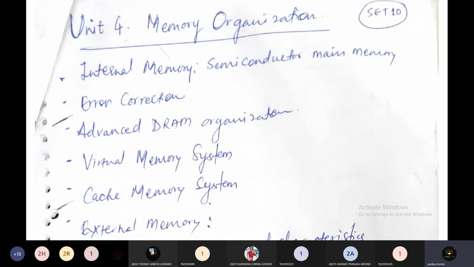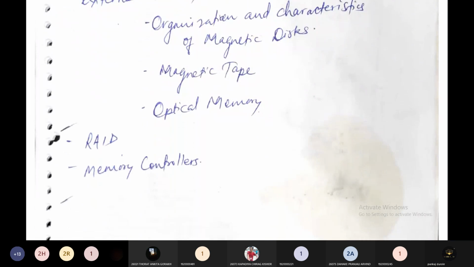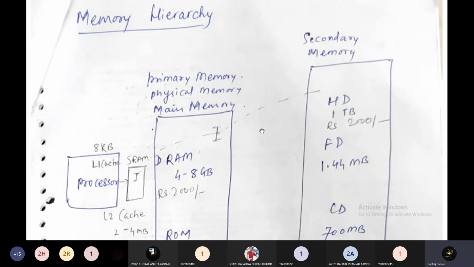In this class, we will study memory organization. Inside memory organization, the very basic concept the starter should learn is memory hierarchy. Now, what is meant by memory hierarchy? It is a kind of pyramid, I will say, which can be drawn in which different types of memories can be shown in a hierarchy.